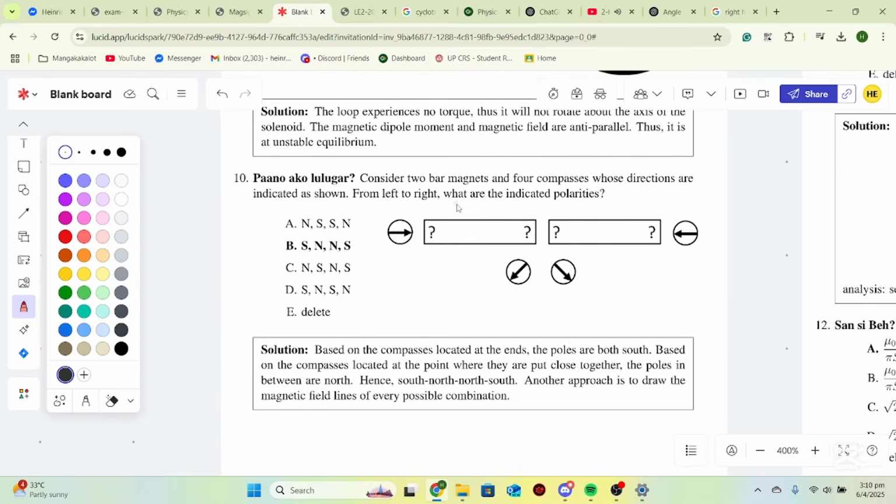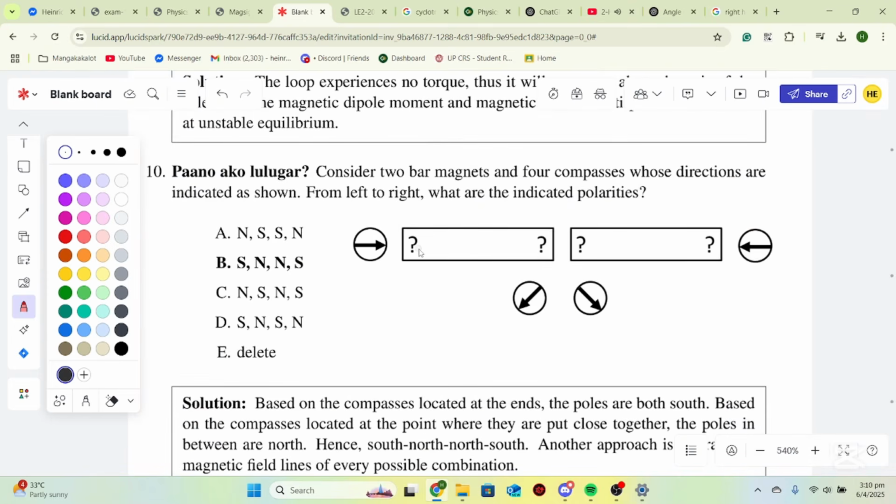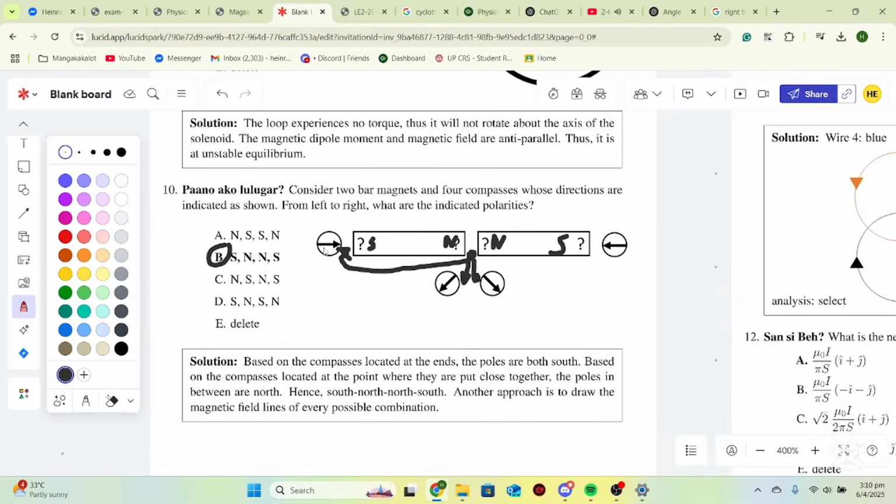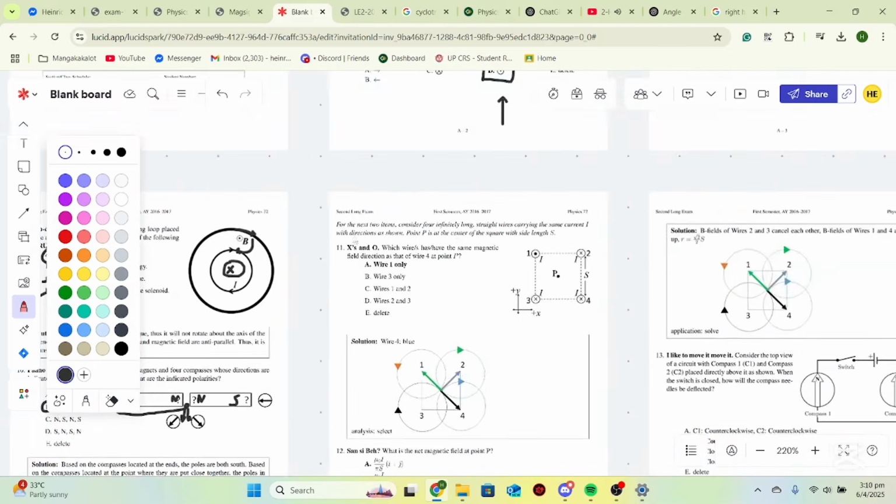Okay, next. Consider 2 bar magnets and 4 compasses whose directions are in relation from left to right. What are the indicated polarities? Basically, the way this works is we just have to remember the magnetic field lines. Imagine a line over here. Since the compass is pointing there, the field line should look like this. So that means this is south, this is north. Then just do the magnetic field line over here: north, north, south. So south, north, north, south. Compasses follow the magnetic field lines. That's all you have to remember.